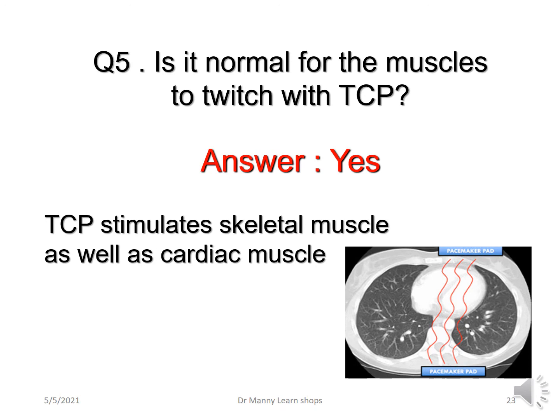Is it normal for muscles to twitch with transcutaneous pacing? We're talking about the chest muscles. And the answer is yes. Transcutaneous pacing stimulates the skeletal muscles on your chest as well as the cardiac muscles, your myocardium. So yes, you'll see a twitching and the patient will probably not be happy.